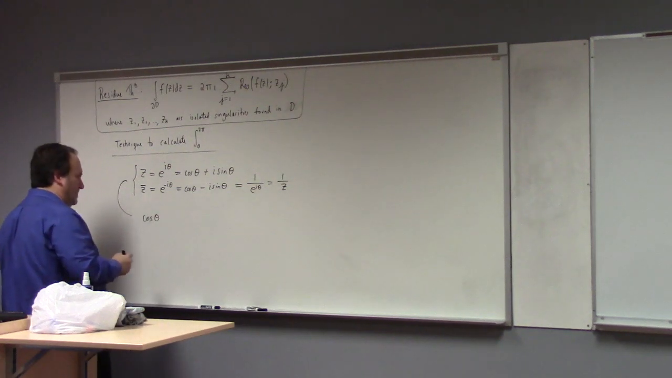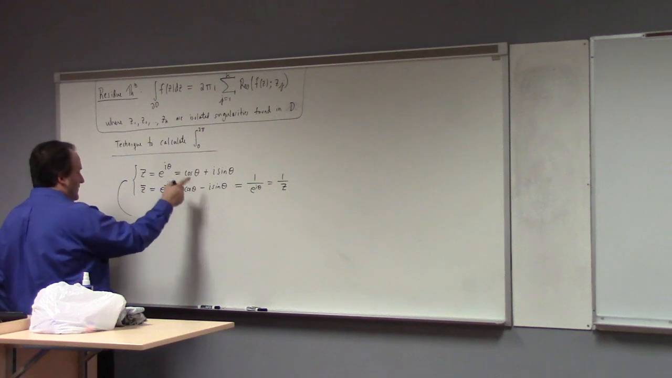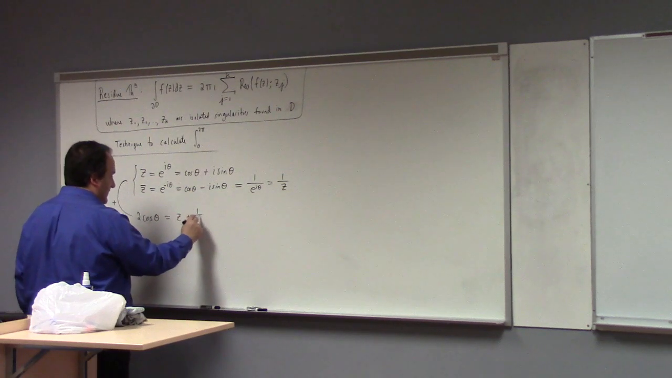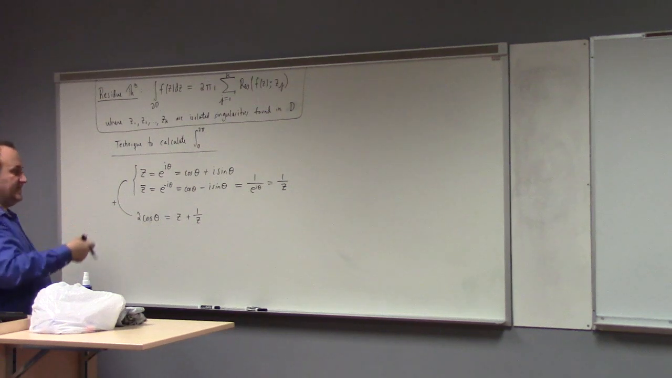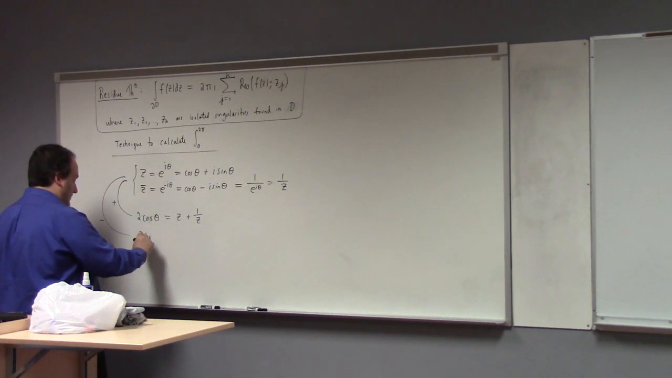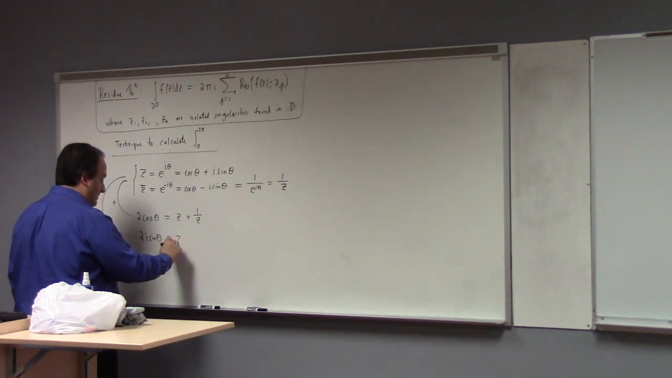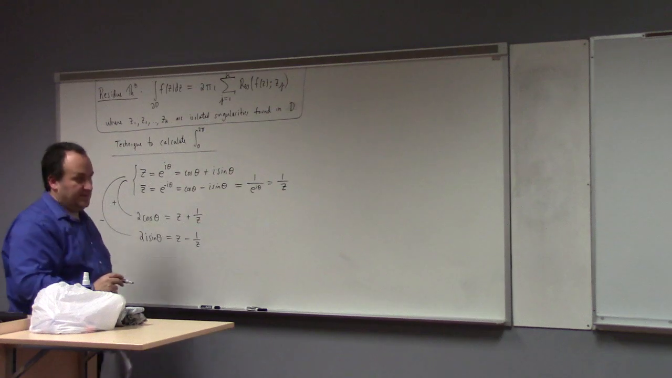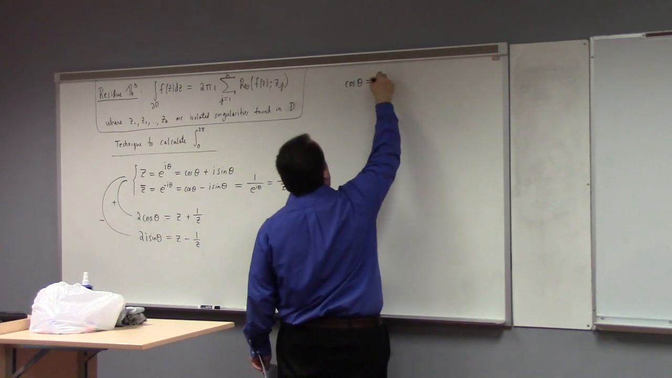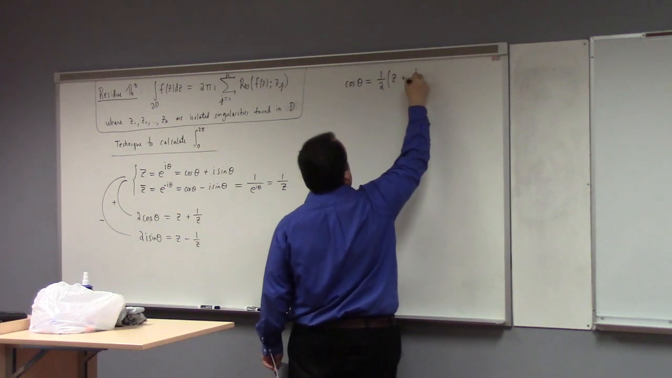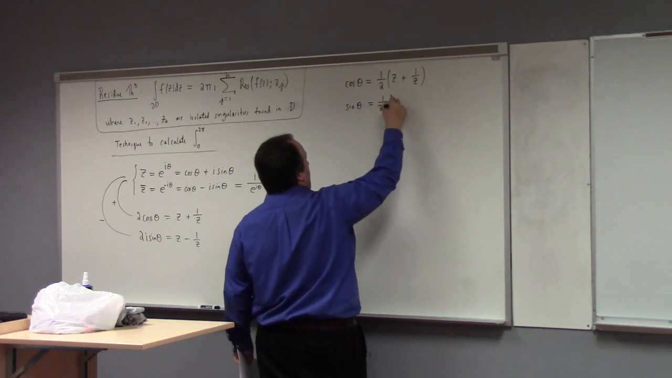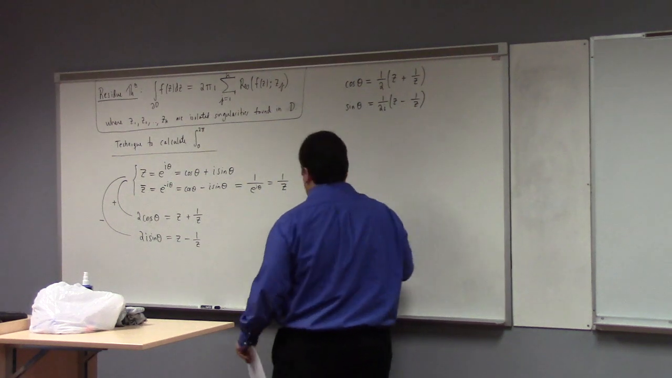So in this particular context, if you add these two equations, you get 2 cosine theta is equal to z plus 1 over z, because the sine thetas cancel. And if you subtract the equations, you get 2i sine theta is equal to z minus 1 over z. So let me collect my thoughts here. We've got cosine theta is equal to 1/2 times z plus 1 over z, and sine theta is 1 over 2i times z minus 1 over z.